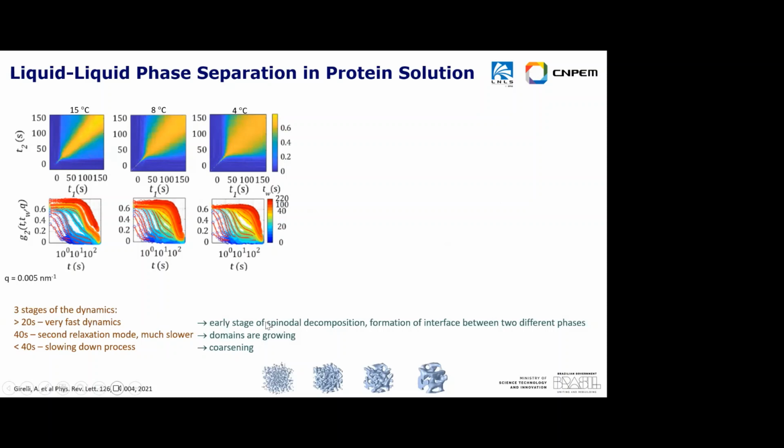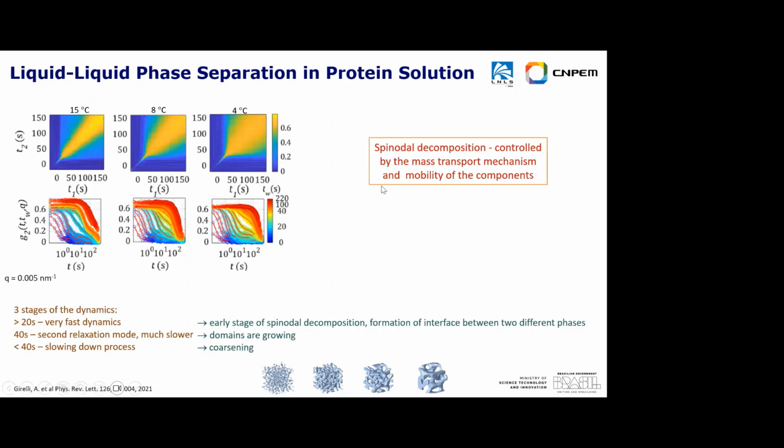So the first stage is the beginning of the spinodal decomposition, the formation of the interface between these two different phases, so we have this very fast dynamics. Then at the second stage, you have the growth of these domains, as represented in this illustration. And at the end of the dynamics, the third stage, they observed the coarsening of this separated phase. So they could get more information about the mechanism of the separation of this protein.